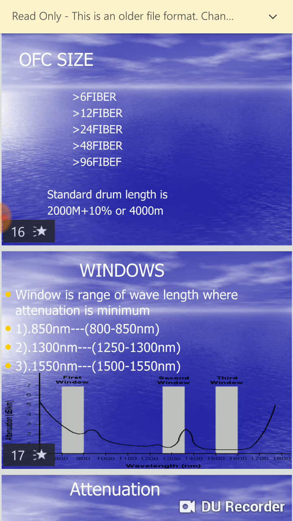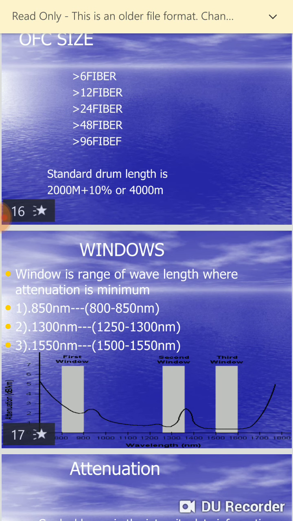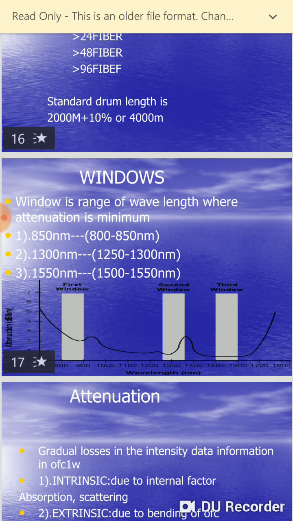So if we are having the application in this range, we will get the loss of the light minimum. So that's why if we see for many fibers, the operating wavelength range is 0.8 micrometer to 1.55 micrometer. So there, that is again classified as first window, second window and third window.